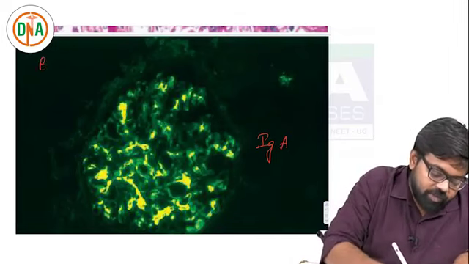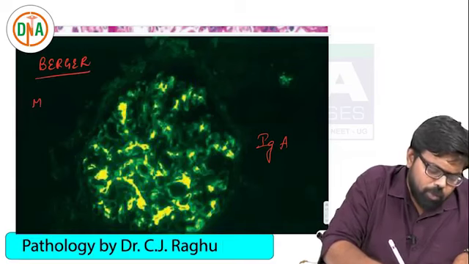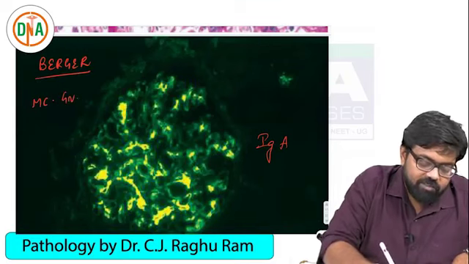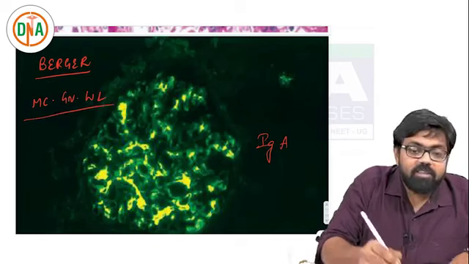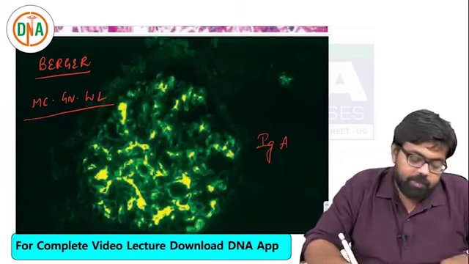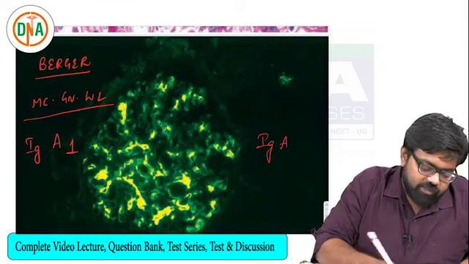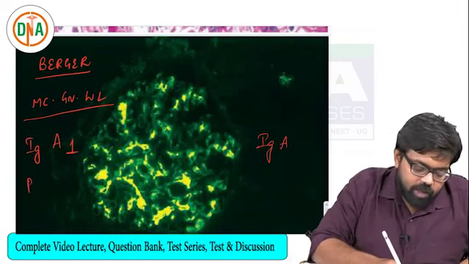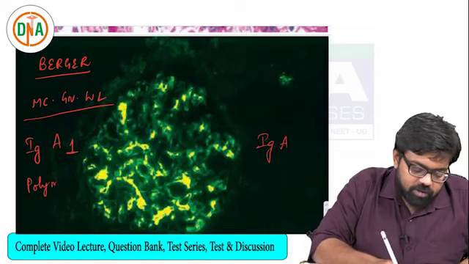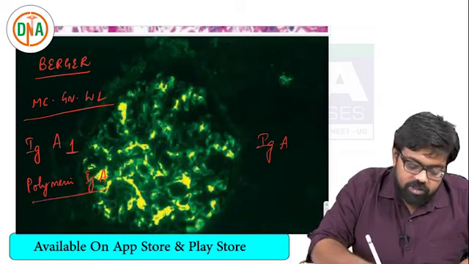What is the other name for IgA nephropathy? Yes, it is Berger disease. And what are the important features? It is the most common glomerulonephritis worldwide. And these patients mostly will be presenting with hematuria. And what is the IgA which is involved? It is IgA1. And what happens? There will be an increase in polymerized IgA, so the serum levels increase.